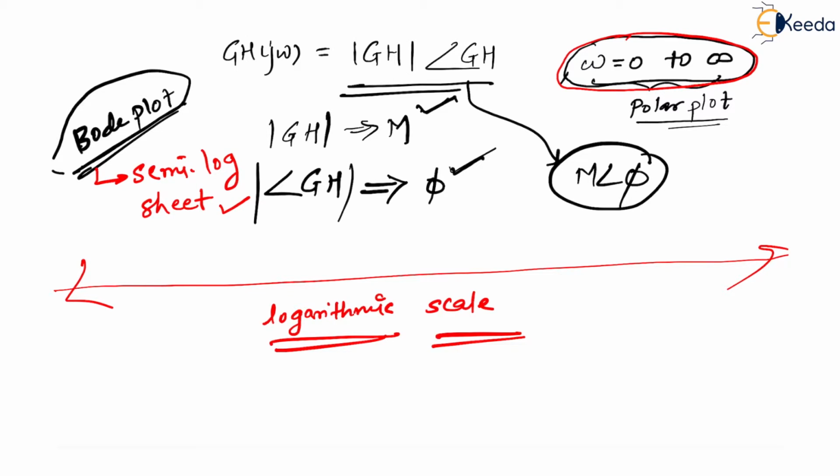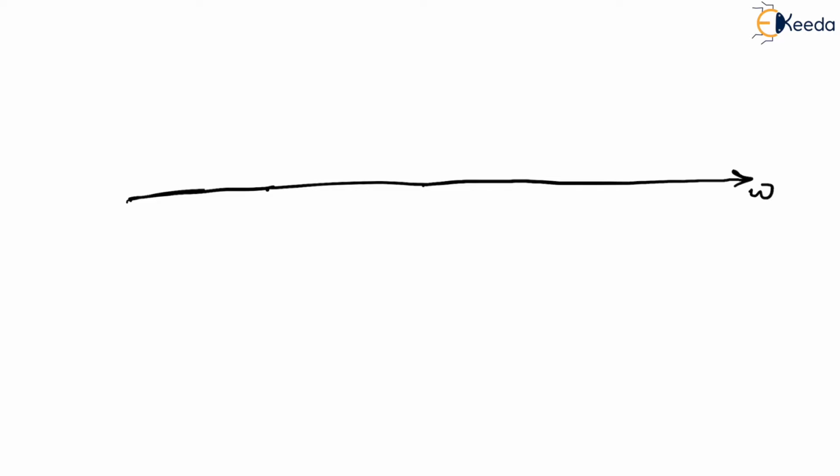What do we mean by that? We will try to understand now. See dear, let us say I have this axis which indicates omega, which is nothing but frequency, angular frequency omega. Let me call this first point 0.1.